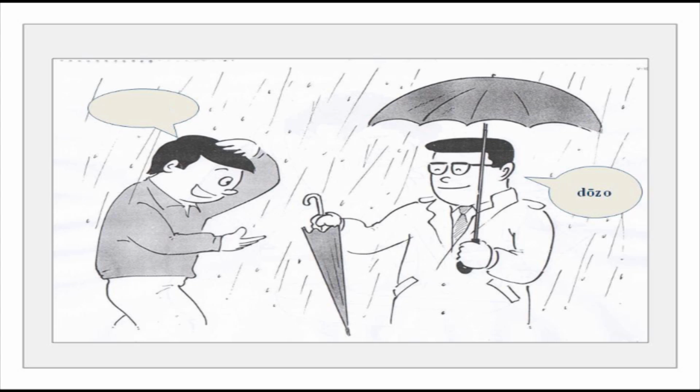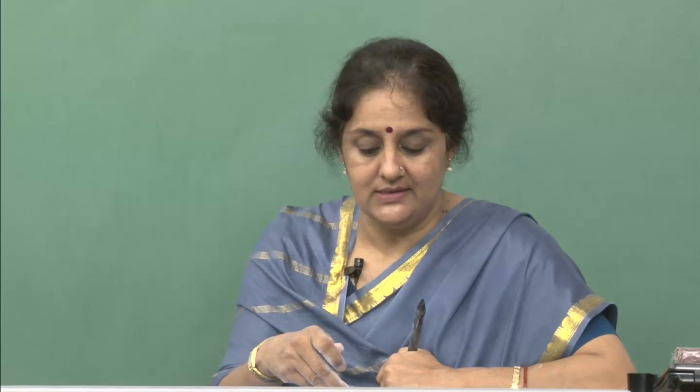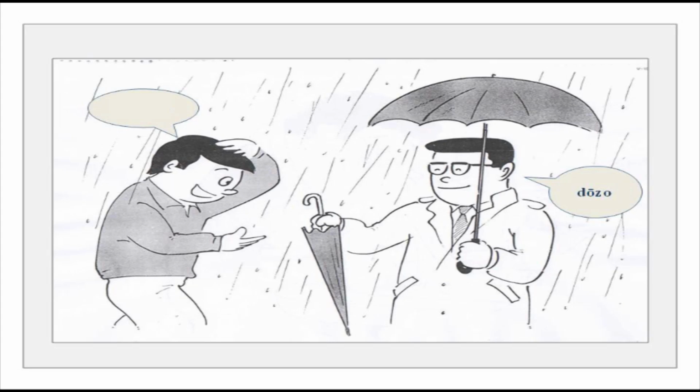Dozo is please take, and actually dozo means permission given or permission granted. From the action that a person is performing, you can understand very clearly what the permission is about. Over here, dozo means please take the umbrella, and arigato is for thank you for giving me this umbrella.